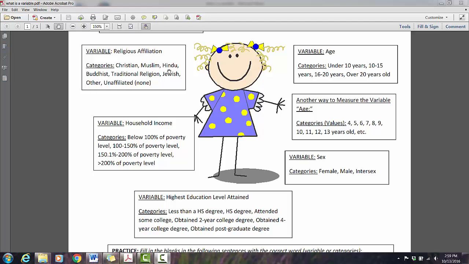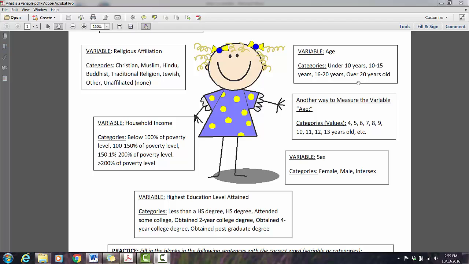For the variable age, the question might say, how old are you? And then if a list was provided with the choices, under 10 years old, 10 to 15 years, 16 to 20 years old, over 20 years old, the person taking the survey could check the appropriate box. So the question, how old are you, was used to measure the variable age, and the listed choices were the categories that the respondent could choose from. And we would say as researchers, they are the categories we are using to measure age.